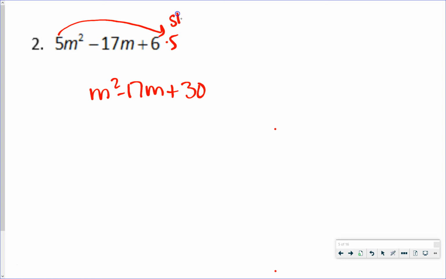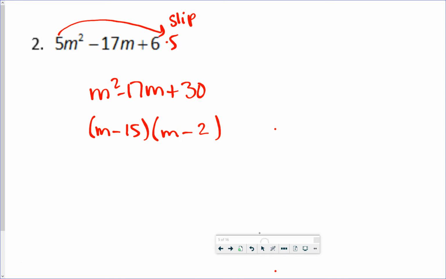You can factor that, right? So what times what gives me 30? 15 and 2. What kind of a 15 and what kind of a 2? Both are going to be positive. Yes. Good. Is that my answer? We have to make sure we slide. If we slip, we must slide. So now we got to slide 5 back out of each piece.